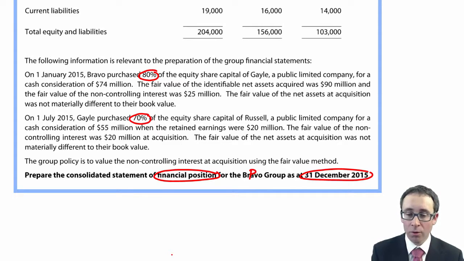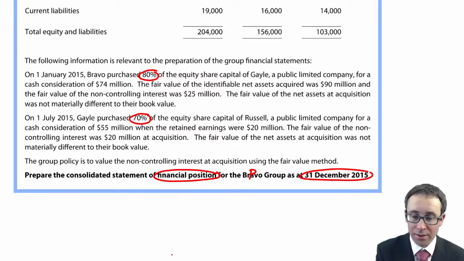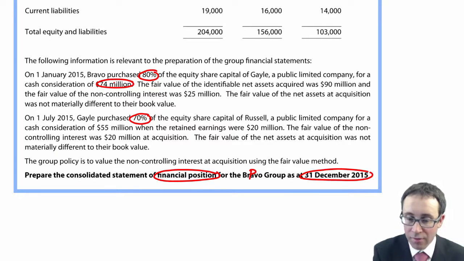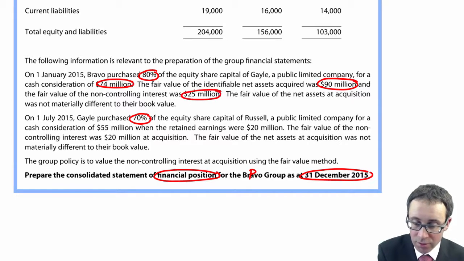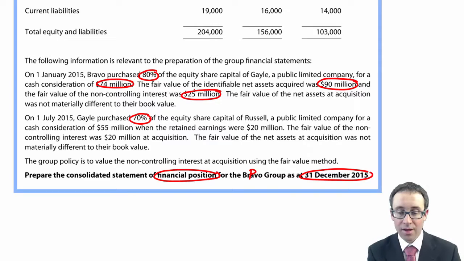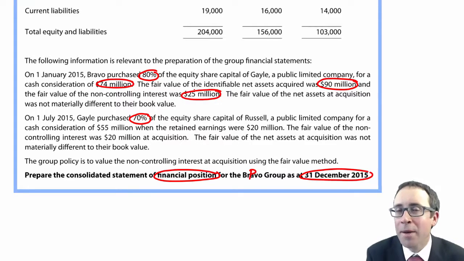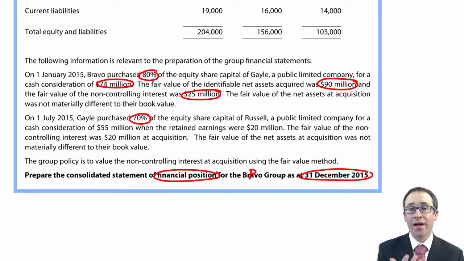It's pretty much the same as normal. So you're told how much we paid. Was it 74 million that Bravo purchased Gale for? The fair value of the net assets was 90. And the non-controlling interest was 25. And the fair value of the net assets at acquisition wasn't materially different to the book value, so no fair value adjustments. I'm being too generous. In the real exam, there will be fair value adjustments, similar to what we saw in the earlier chapters.